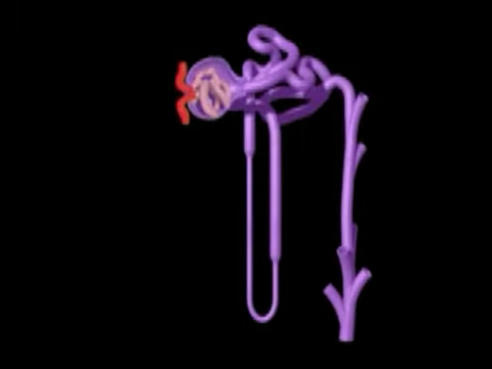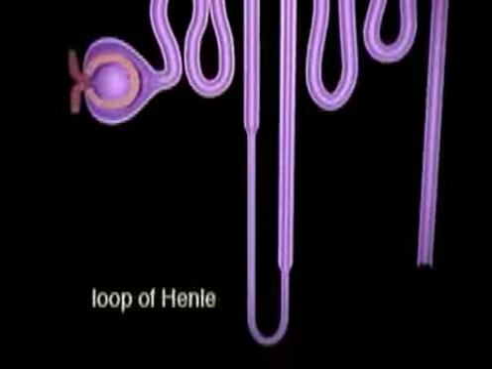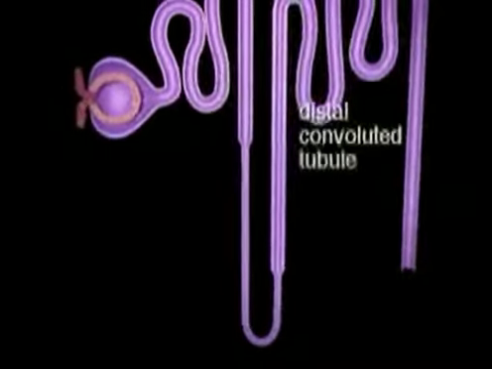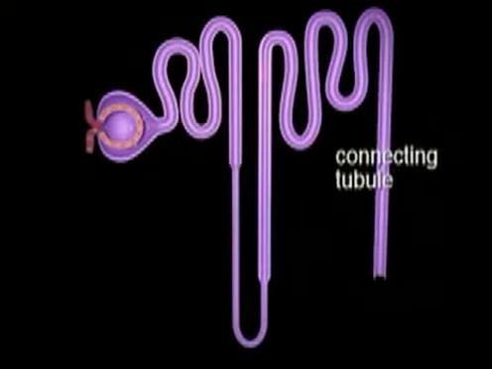The renal corpuscle has two parts: a spherical capillary cluster called the glomerulus and a cup-like container called Bowman's capsule, which surrounds the glomerulus. The renal tubule has three contiguous sections: the proximal convoluted tubule, the loop of Henle, and the distal convoluted tubule. Each renal tubule empties into a connecting tubule that leads to a collecting duct. Connecting tubules from many nephrons empty into each collecting duct.